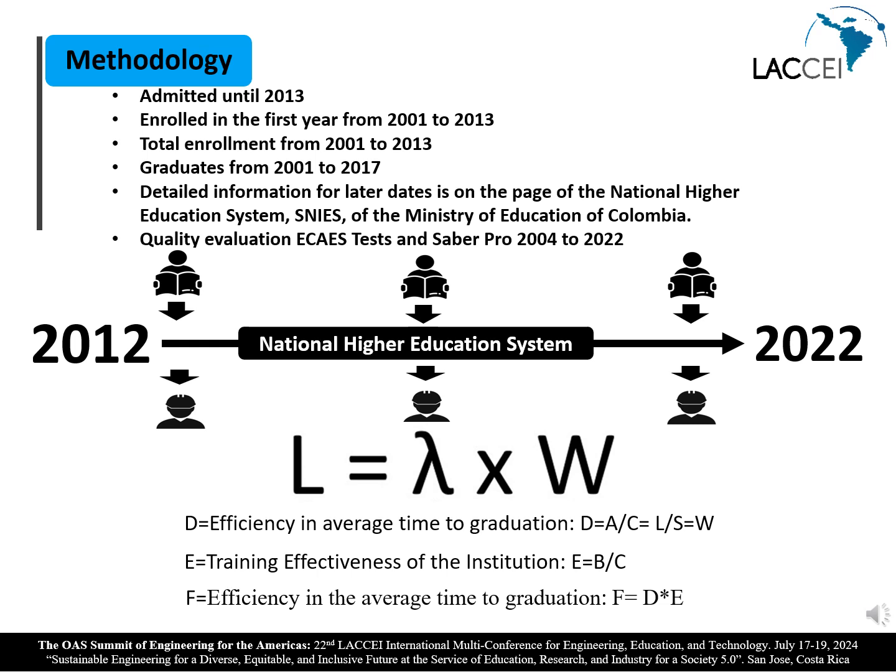D is efficiency in average time to graduation. E is training effectiveness of the institutions. F is efficiency in the average time to graduation. And the differences are that each has a different formulation.